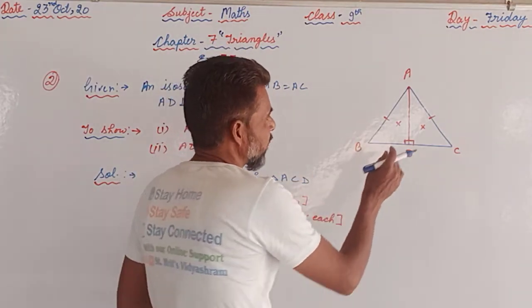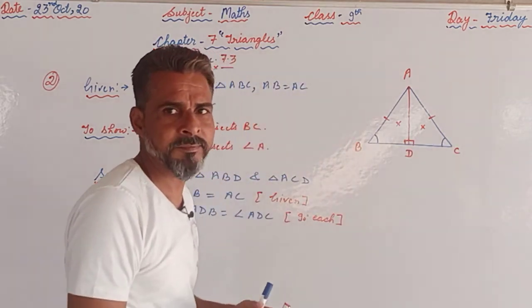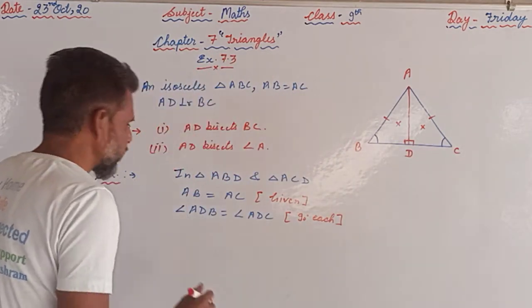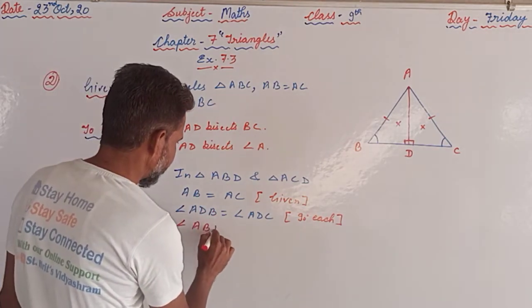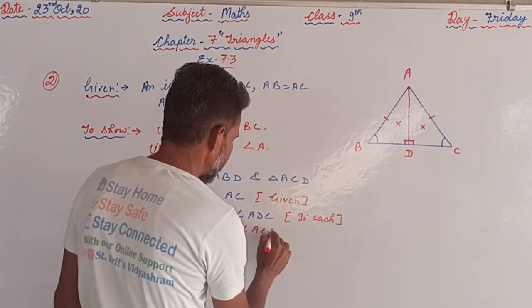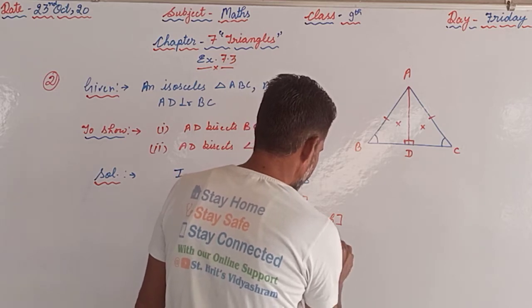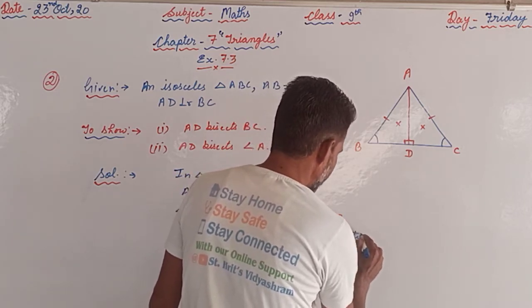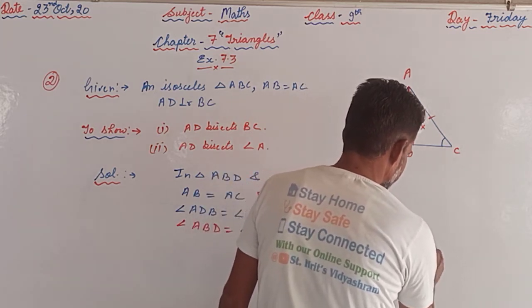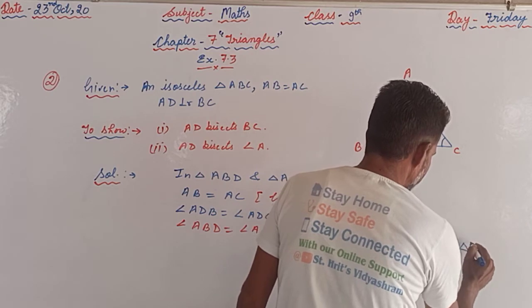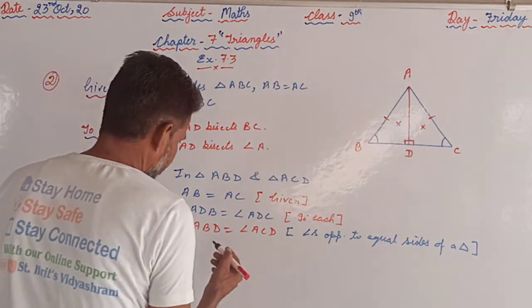So what we will do: if isosceles triangles are there, the angles opposite to equal sides are also equal. So we can write here angle ABD is equal to angle ACD, angles opposite to equal sides of a triangle. The angles opposite to equal sides of a triangle are also equal.